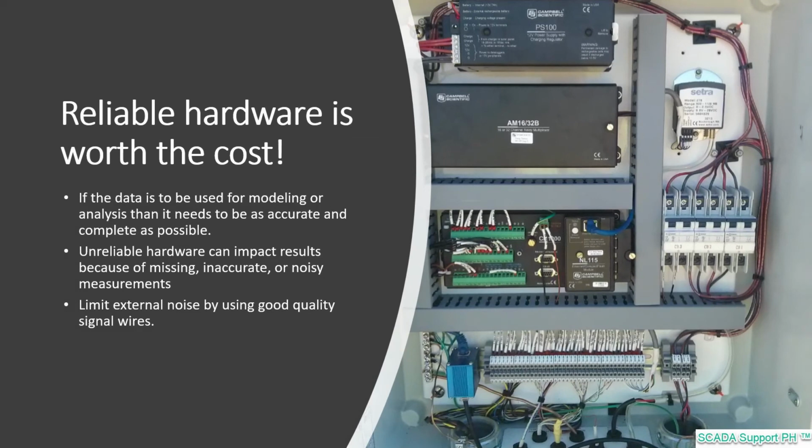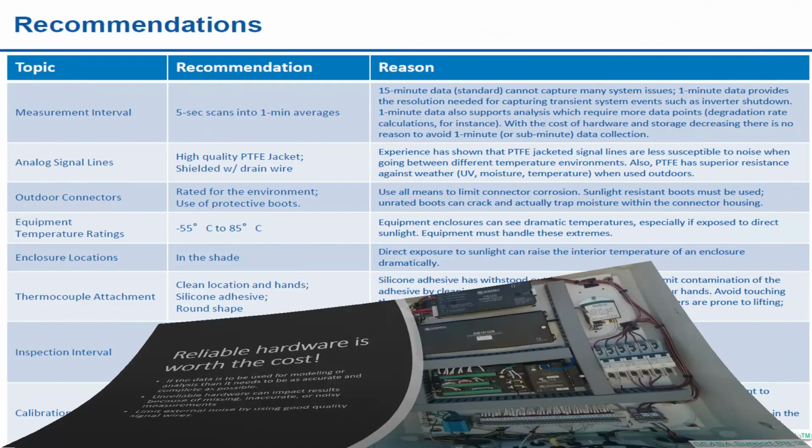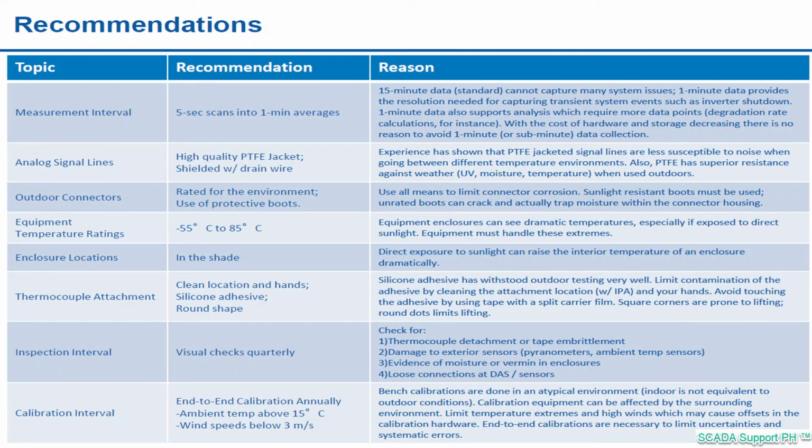Reliable hardware is worth the cost. If the data is to be used for modeling or analysis, then it has to be as accurate and complete as possible. Unreliable hardware can impact results because of missing, inaccurate, or noisy measurements. Significant recommendations are also listed in this table for a more sustainable weather station as well as good data quality.